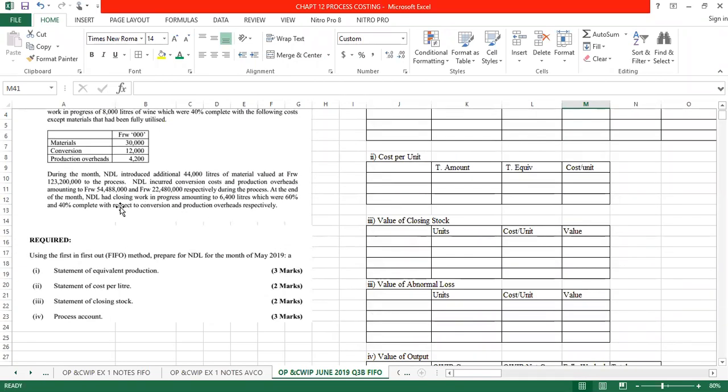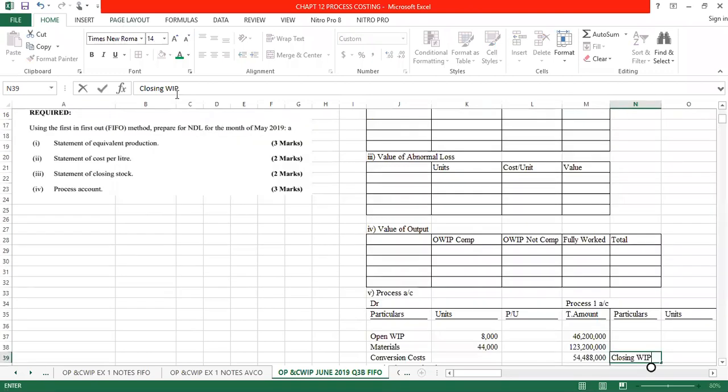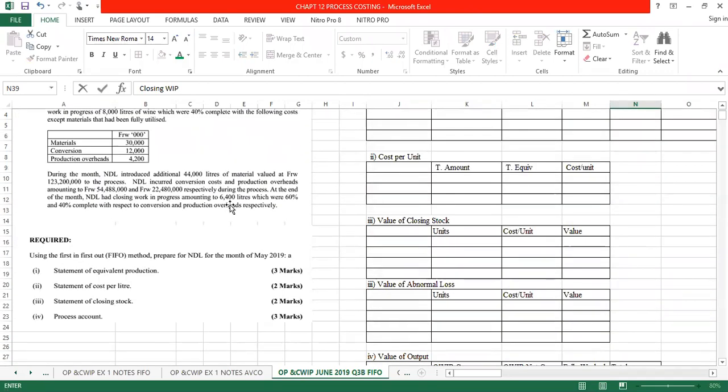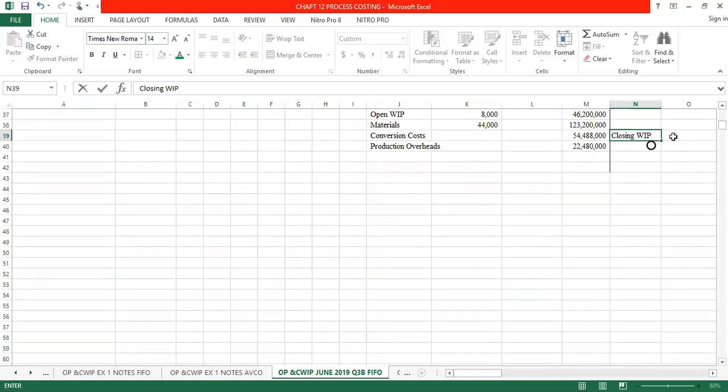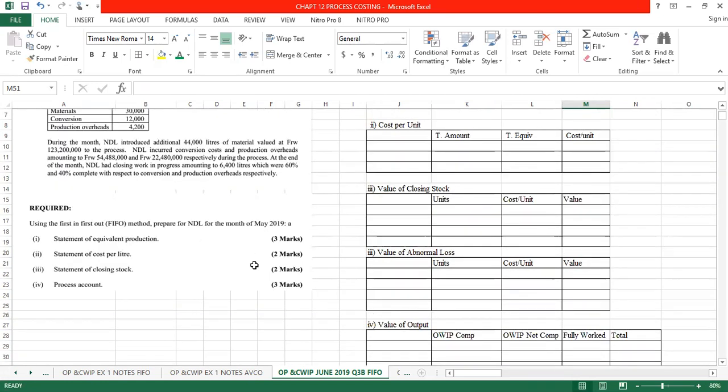At the end of the month, NDL had a closing work in progress amounting to 6,400 liters, of which were those percentages completed.